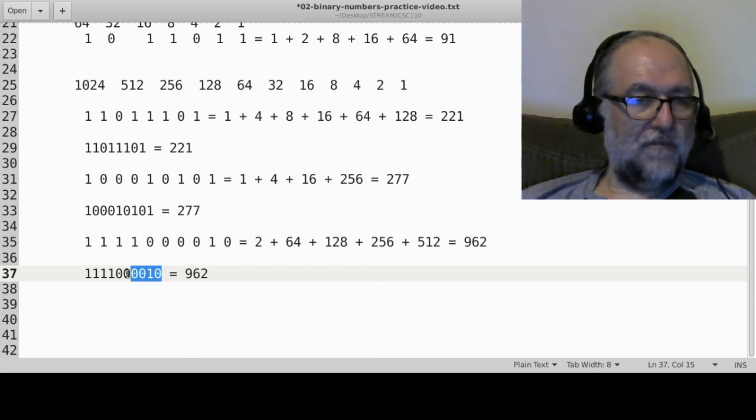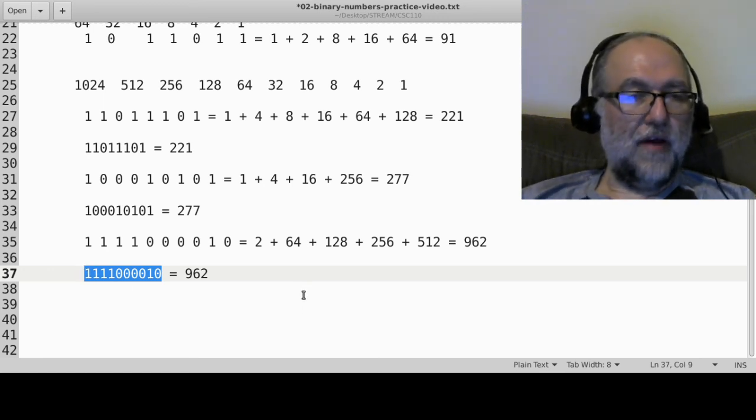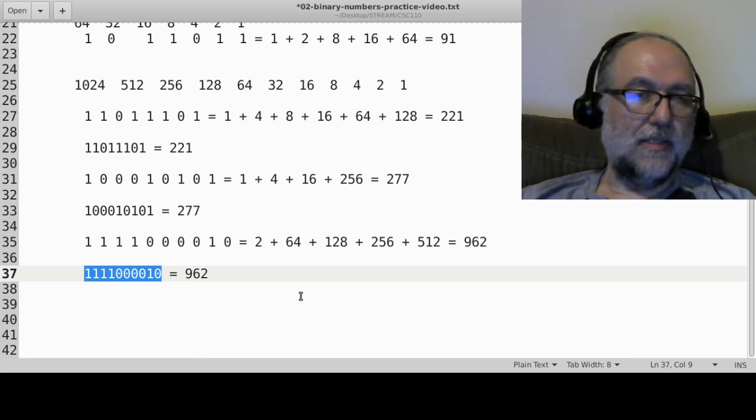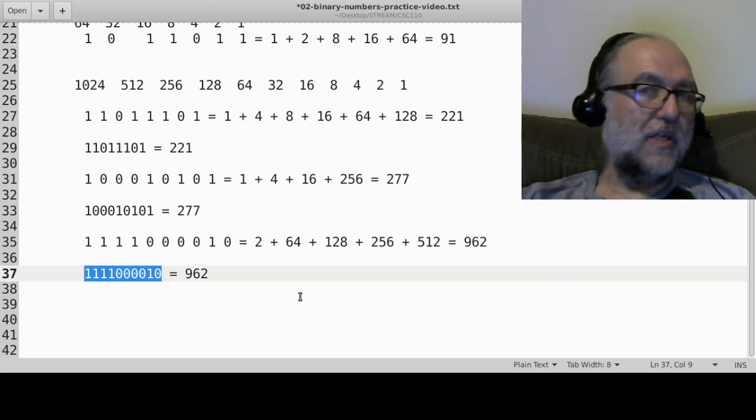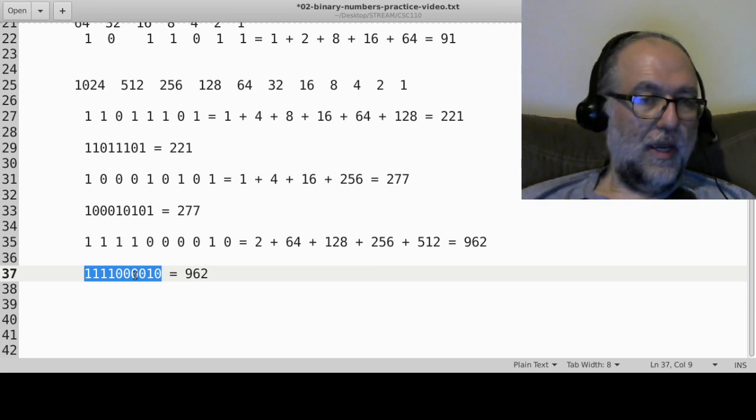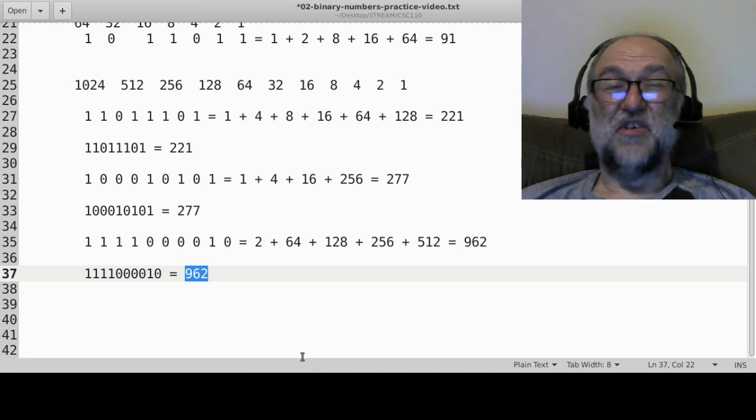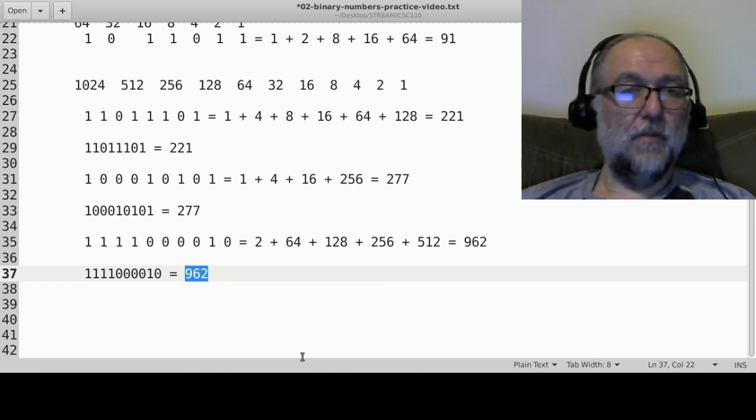It only takes 3 digits of a decimal number to get up into the 900s, whereas it takes 1, 2, 3, 4, 5, 6, 7, 8, 9, 10. Is that right? Let's do that again. 1, 2, 3, 4, 5, 6, 7, 8, 9, 10. Yeah, it takes 10 digits of a binary number before you reach 3 digits of a decimal number. That's because the columns only increase by a factor of 2 in binary, whereas they increase by a factor of 10 in decimal.